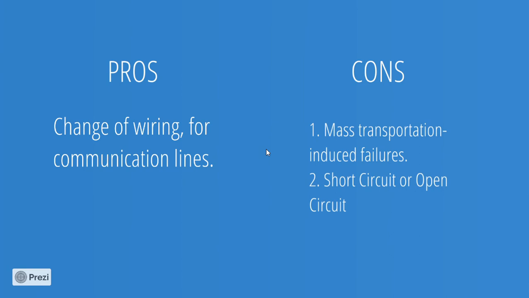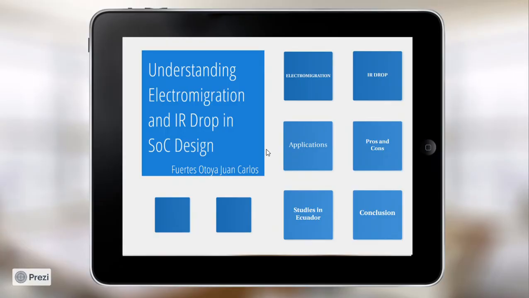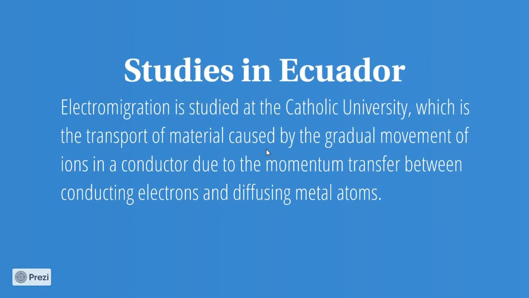Pros and cons. Pros: chains of wiring for communication lines. Cons: mass transportation induced failures, and second, short circuit or open circuit. Studies in Ecuador. Electromigration is studied at the Catholic University. It is the transport of material caused by the gradual movement of ions in a conductor due to the momentum transfer between conducting electrons and diffusing metal atoms.